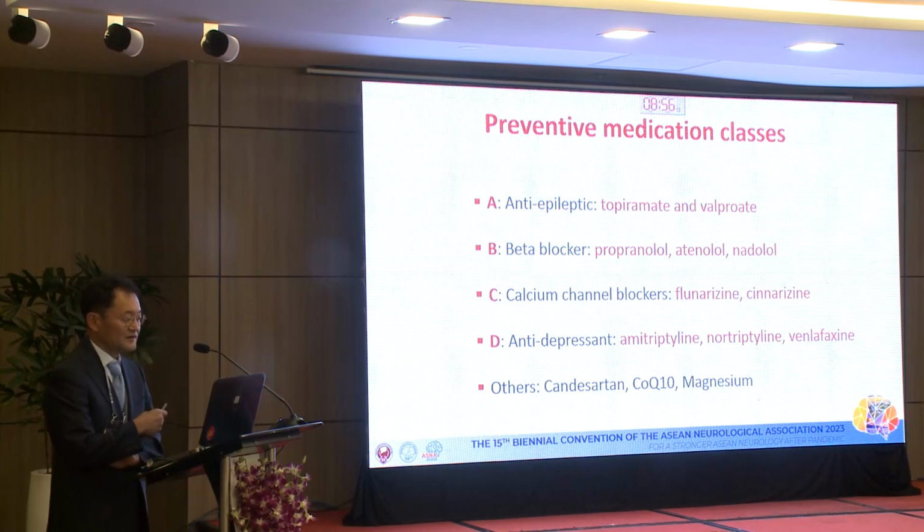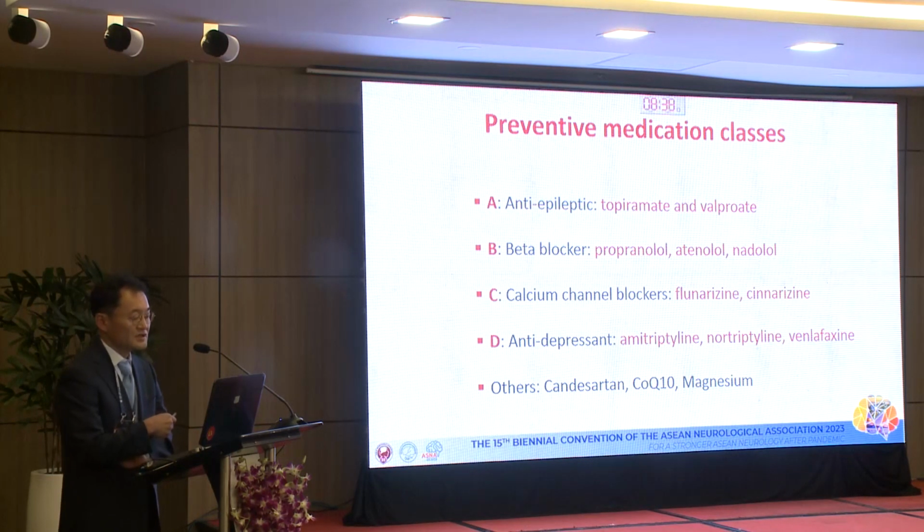Preventive medication classes are 5. A. Anti-epileptic drugs, topiramate and valproate. B. Beta blockers, propranolol, atenolol, nadolol. C. Calcium channel blockers, flunarizine and cinnarizine. D. Antidepressants, amitriptyline, nortriptyline, venlafaxine. Others are candesartan, coenzyme Q10, and magnesium.